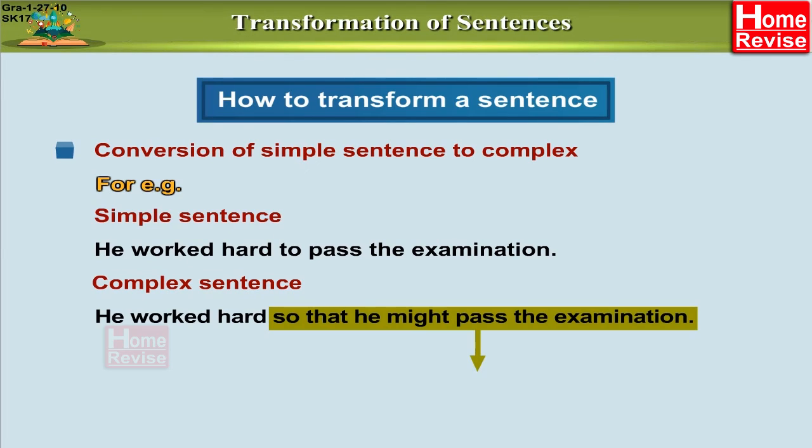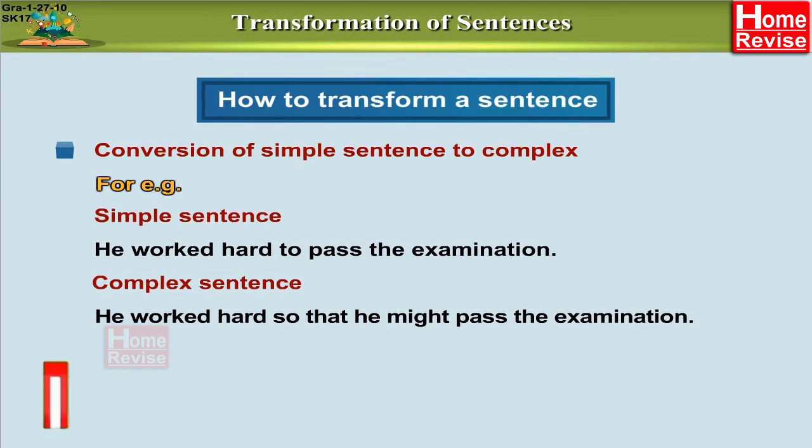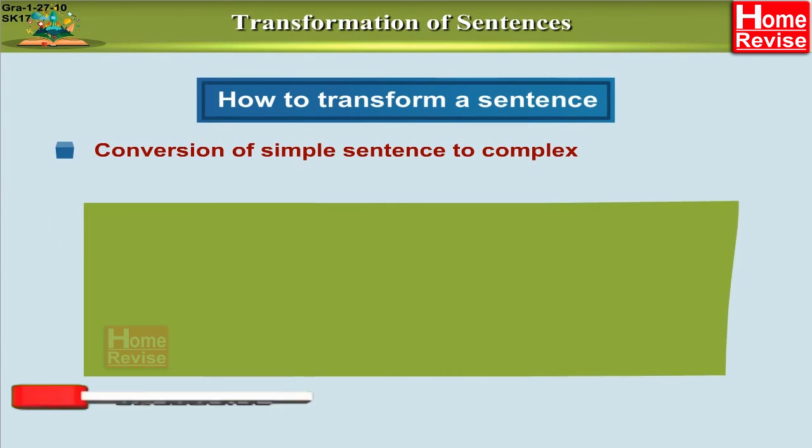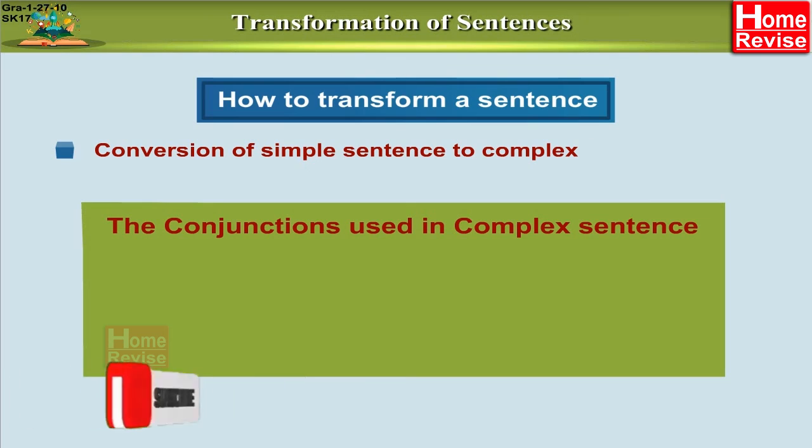Whereas so that he might pass the examination is the subordinate clause. So that is a subordinating conjunction which is used in complex sentence. Subordinating conjunctions are used to introduce a subordinate clause. A complex sentence must have a subordinate clause. Let's quickly revise the conjunctions used in complex sentence. Let's understand which are the subordinating conjunctions used in a complex sentence.